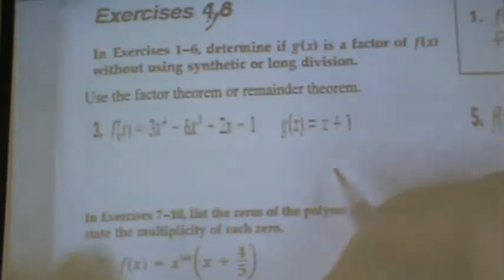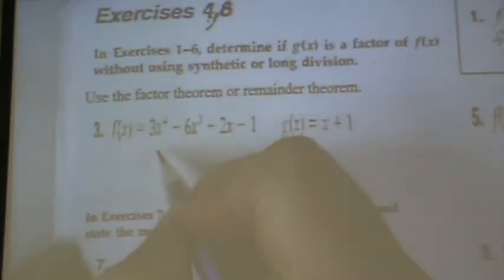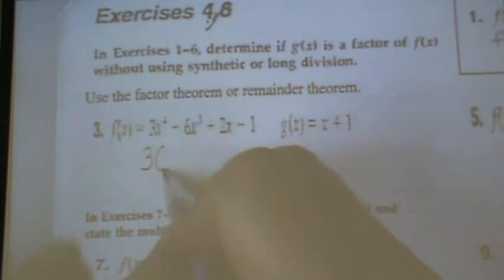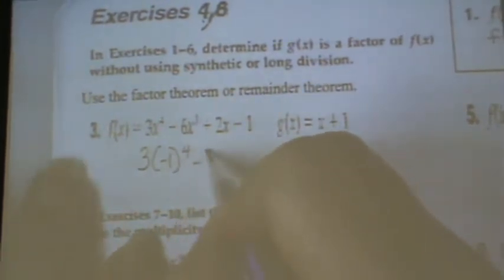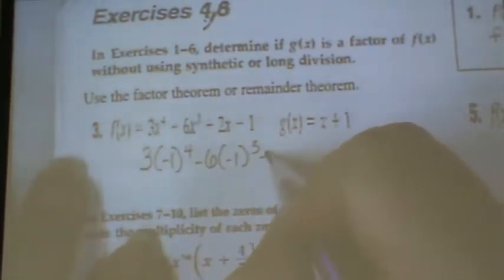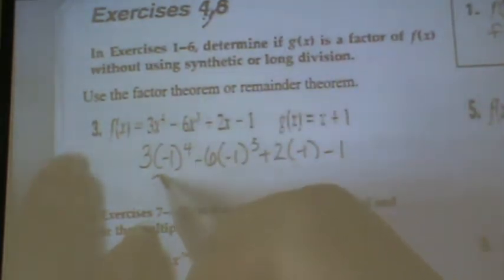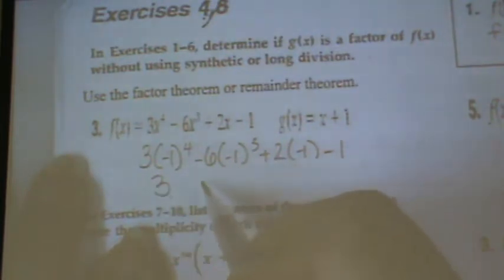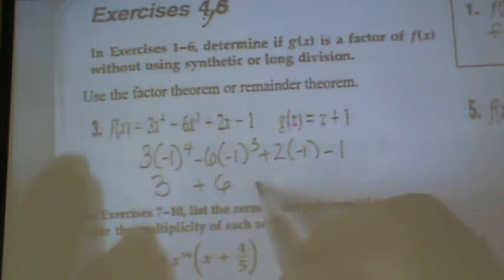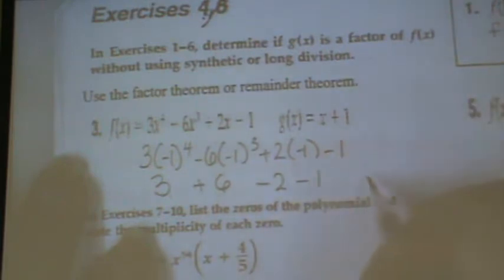Same with number 3, you're going to plug negative 1 in here. So you have 3 times negative 1 to the 4th minus 6 times negative 1 cubed plus 2 times negative 1 minus 1. This is going to give you a positive 1, so 3. This is going to give you a negative 1, but negative 6 times negative 1 is 6, so that's 9. 9 minus 2 is 7, and 7 minus 1 is 6. So no, again, this is not a factor. G of x would not be a factor of this because the remainder would be 6.